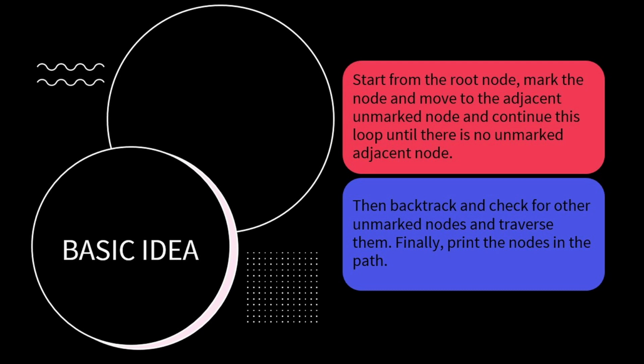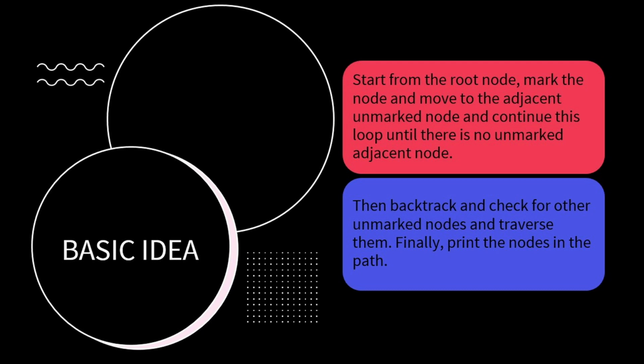Hey guys, let's start with the basic idea first. Depth first search is an algorithm for traversing or searching tree or graph data structure. The algorithm starts at the root node and explores as far as possible along each branch before backtracking.